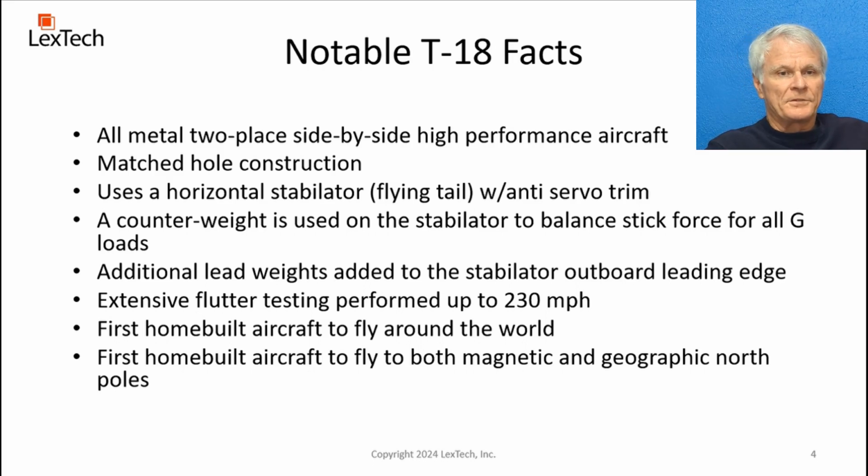There were some flutter issues with the early airplanes, and they ended up doing flutter testing to be good up to 230 miles an hour. The first home-built airplane to fly around the world was the T-18. Of course, it obviously had to use auxiliary fuel tanks, but it did fly around the world. It was also the first home-built airplane to fly to both magnetic and geographic North Poles. And both of these feats were done by the same airplane that's now hanging up in the EAA museum.